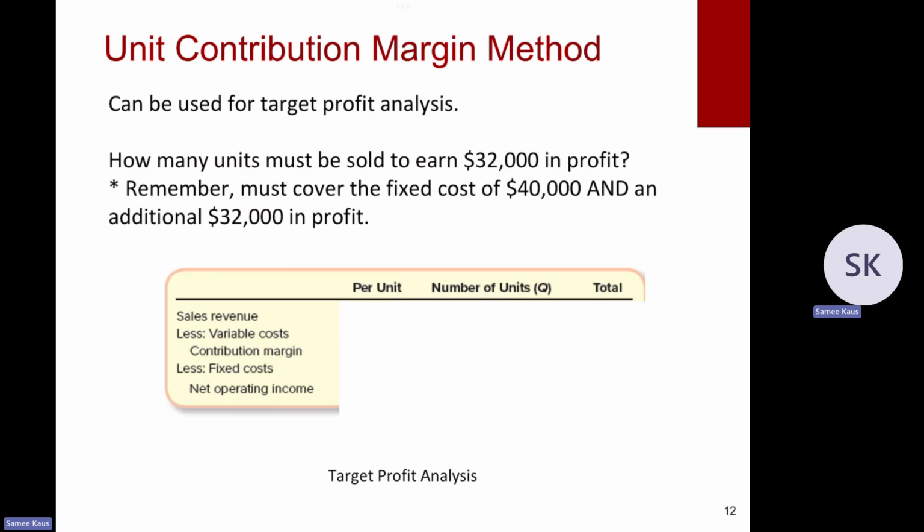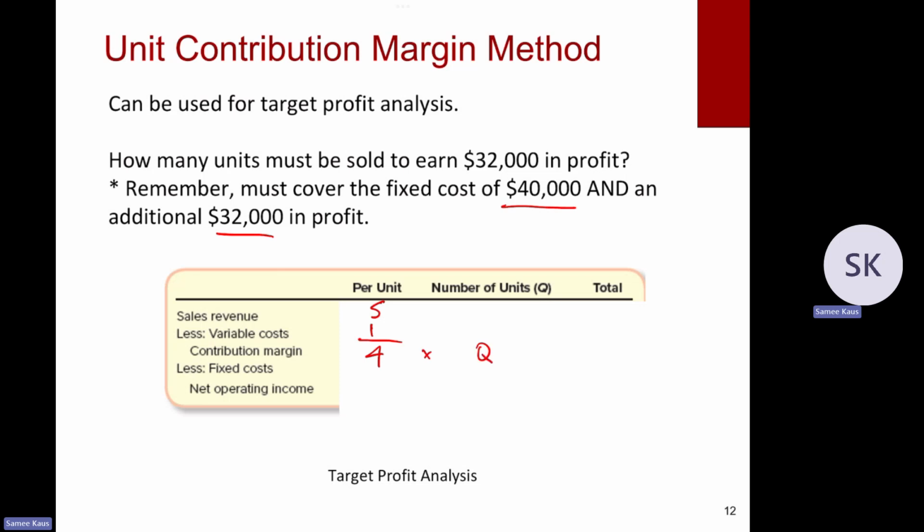So same thing here. Now I'm not just wanting to break even. I am wanting to generate a target profit of 32,000. Okay. So now remember, not only does my contribution margin that I'm earning per unit need to cover the fixed cost of 40, I also need to cover an additional profit of 32,000. So I'm going to kind of fill in this chart the same way that I did, where I say I'm generating $5 in revenue per unit. It's costing me $1 in variable cost per unit for a total contribution margin of $4 per unit.